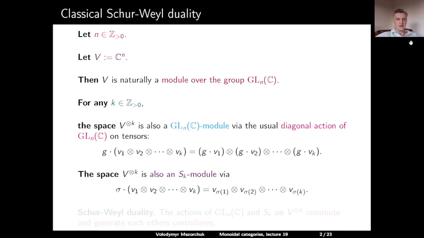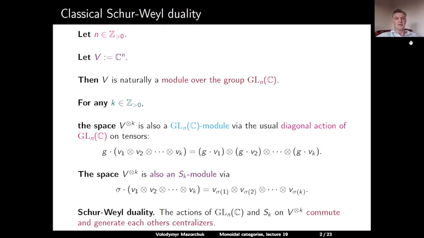So we have two natural actions on the same vector space, and the classical Schur-Weyl duality says that these two actions centralize each other, and moreover, they generate each other's centralizers. So if we consider V to the tensor power k, then the action of GL_n commutes with the action of Sk. Moreover, the centralizer of the action of GL_n is generated by Sk and vice versa. The centralizer of the action of Sk is generated by GL_n.